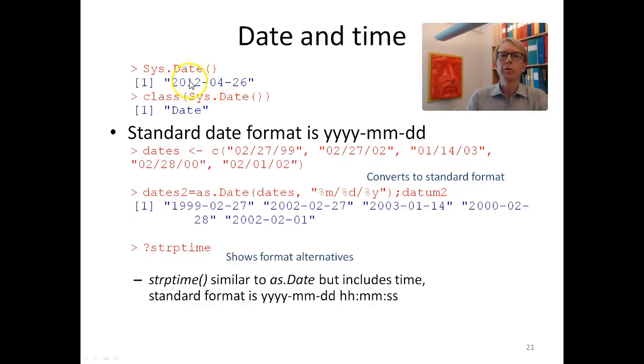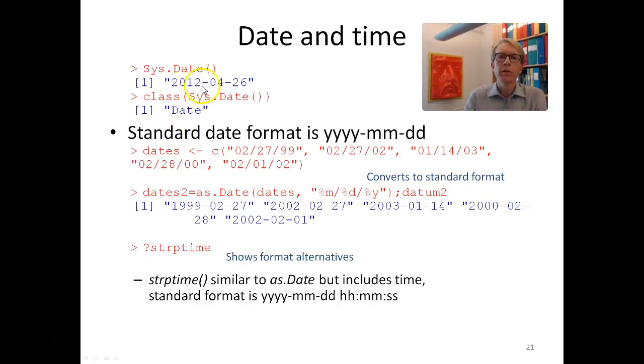And this looks sort of like a character string, but it's not. If you ask for the class of this object, then R tells you that it's actually a date. So that's the class of this object, and it's treated differently compared to character strings.